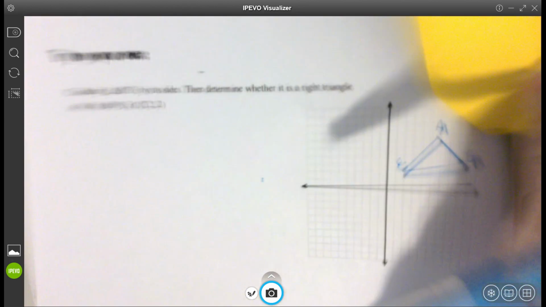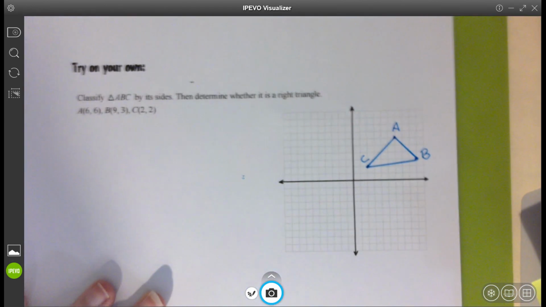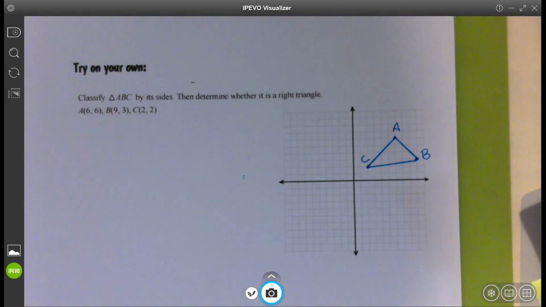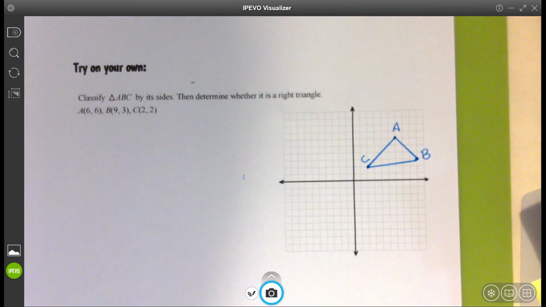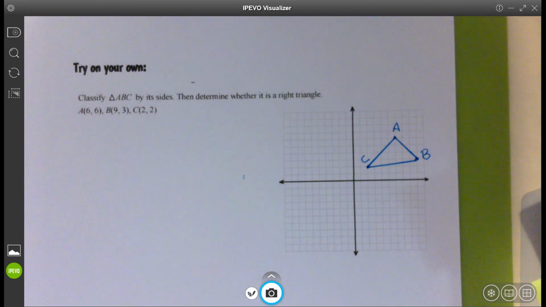So here is my picture. All right, and you're going to go through the process of finding the lengths for all 3 sides. Again, you can start in any order. I'm going to start with AB. So at this time, I'm going to ask you to pause your screen, find the 3 lengths, and try to classify. Then unpause your screen to see that our work matches.